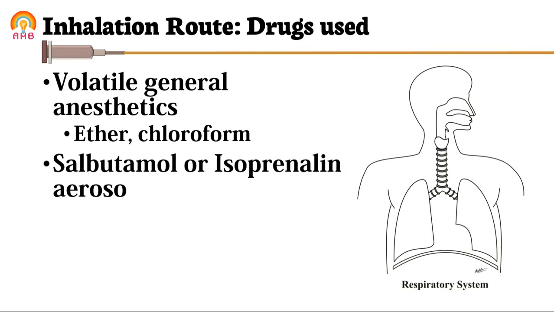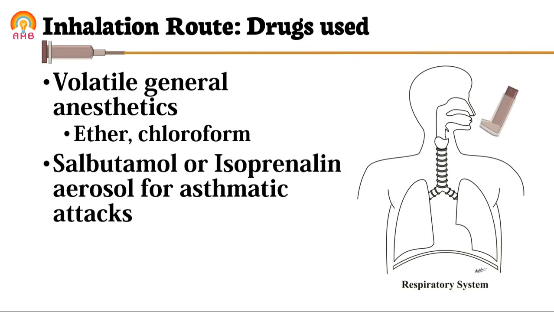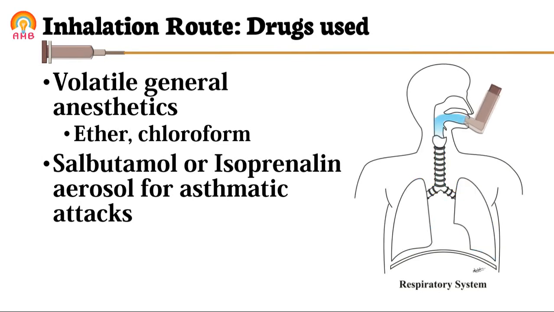Another example is salbutamol or isoprenaline aerosols, which are used for the treatment of asthmatic attacks. So here we get a local effect rather than a systemic effect. In asthma we want the effect in the respiratory system and we are taking the drug by the respiratory system, so that is the local effect achieved. We do not want a systemic effect in this case. So in an asthmatic condition also, in an emergency, we can say this route can be useful.